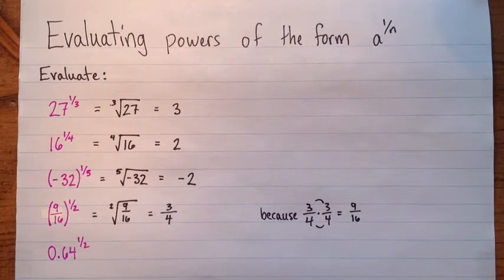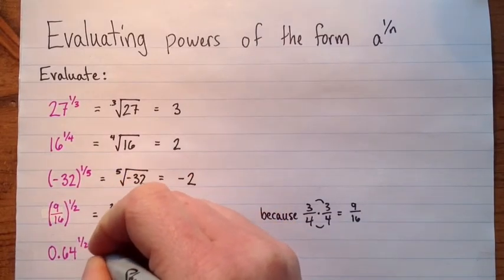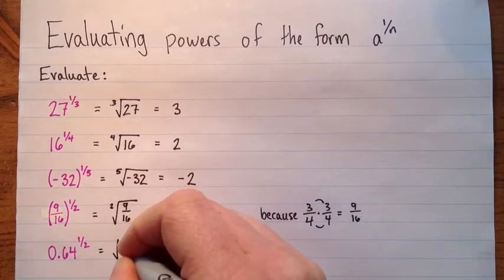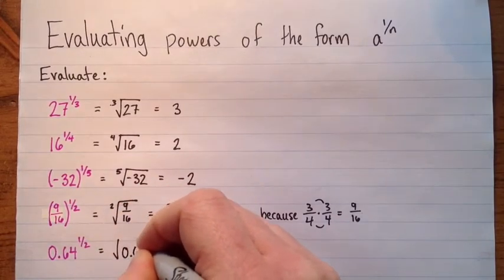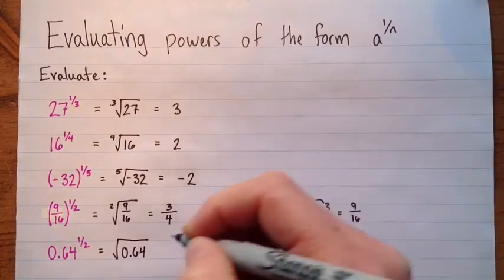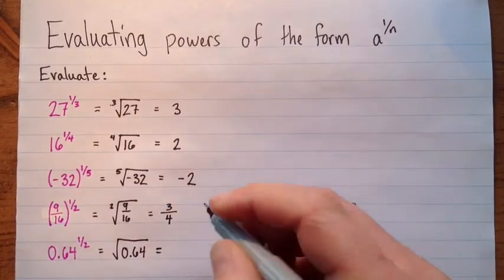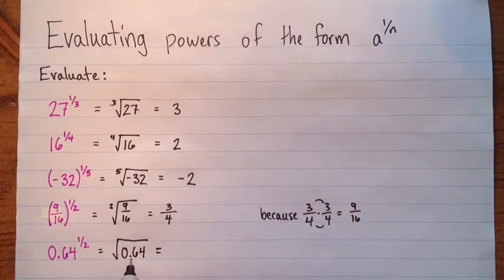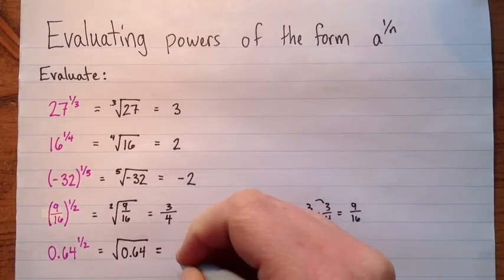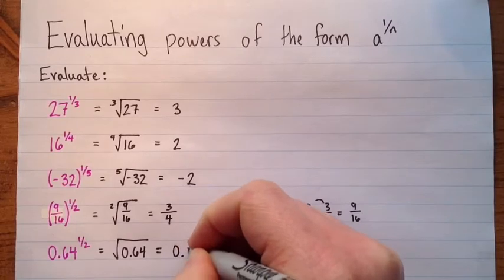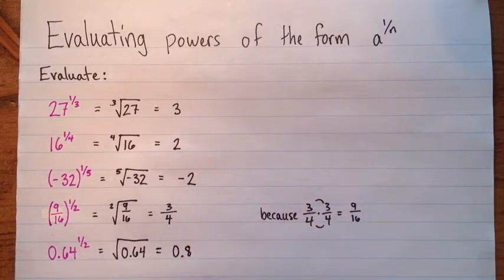Okay, and then one more. We've got 0.64 to the exponent 1/2. So that's the square root of 0.64. And if you look at 64, the number 8 should pop into your head. You think, well, how am I going to get 0.64? And if you square 0.8, you get 0.64. So 0.64 to the exponent 1/2 is equal to 0.8.